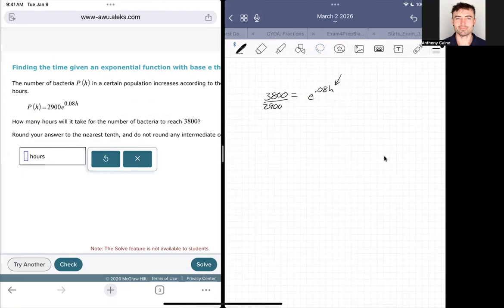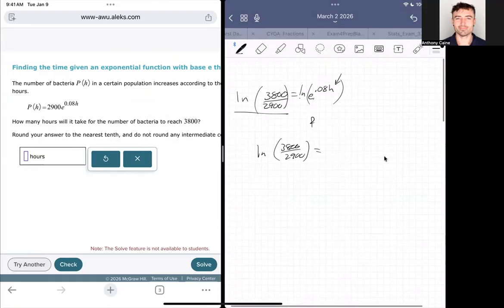And at this stage, if I now take the natural log of both sides, natural log of this is equal to natural log of that, then over here it stays the same. I have natural log of 3,800 over 2,900. It's kind of gross, but whatever. And over here, if you have a natural log and an e, they're inverse functions, so they undo each other. If you remember, f after f inverse of x, it's just x. And so what happens is just the exponent lives on.